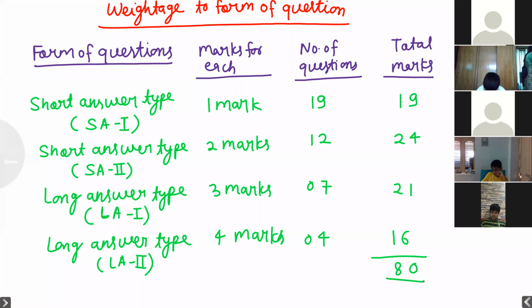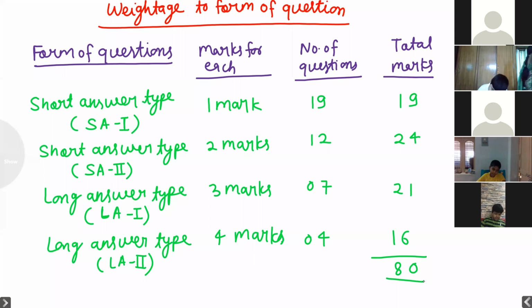Weightage to form of question. 1 mark, 19 questions. 2 marks, 12 questions. 3 marks, 7 questions. 4 marks, 4 questions. In mathematics, students, be careful. Don't think like other subjects. Mathematics is completely different. Here 1 mark, 2 marks, 3 marks, 4 marks questions are there. In other subjects, you will get only 1 mark questions. Be careful: 3 marks questions and 4 marks questions.